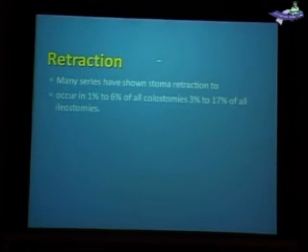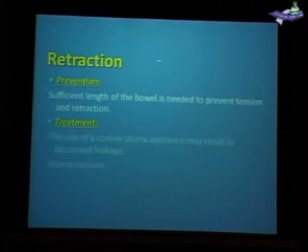Retraction. This is the incidence anywhere between 1 to 6% for colostomies and 3 to 17% for ileostomies. How to prevent them? Sufficient length of the bowel is needed, and just good surgical technique. Sometimes, whatever you do, the patient has a big abdominal wall, and they have a very fat and thick mesentery, and sometimes you just cannot. Whatever you do, you can't.